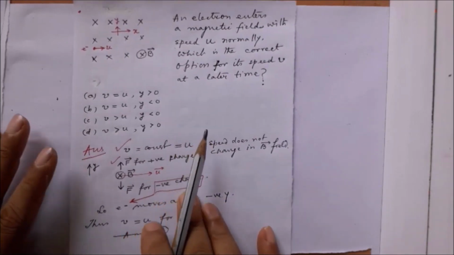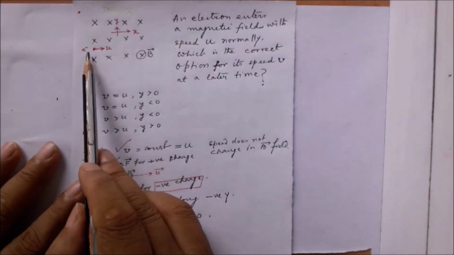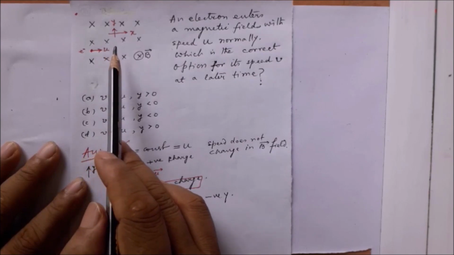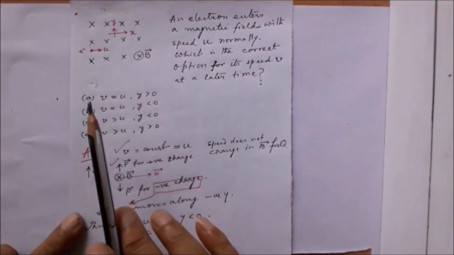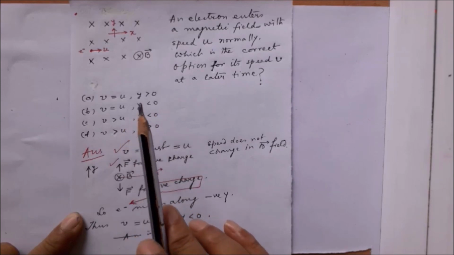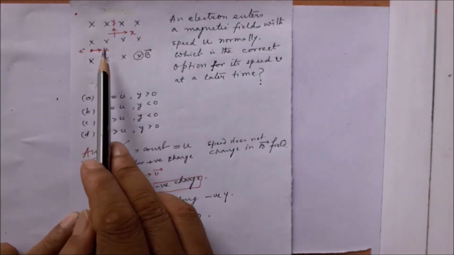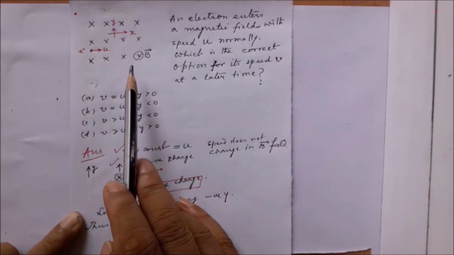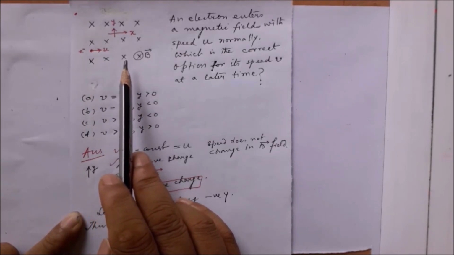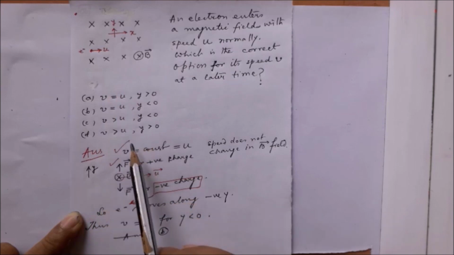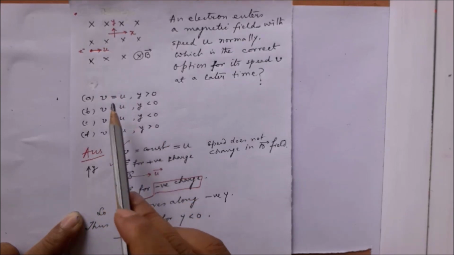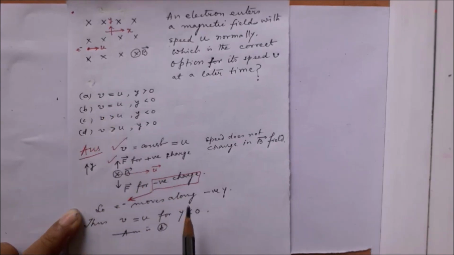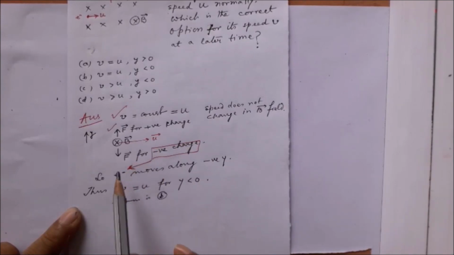Now, as discussed previously, when a charged particle enters into a magnetic field, it experiences a Lorentz force, and that Lorentz force bends it in general but does not affect its speed, and therefore the speed will remain fixed. So if the initial velocity magnitude is u, so will be the velocity at any later time. So velocity magnitude won't change. So these two options are ruled out and we have these two options, v unchanged. Now we have to decide in which direction the particle will move.